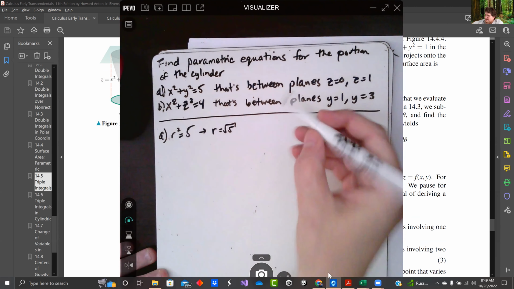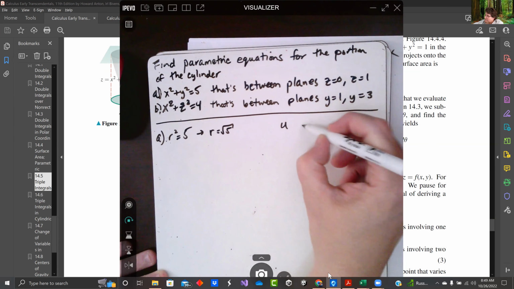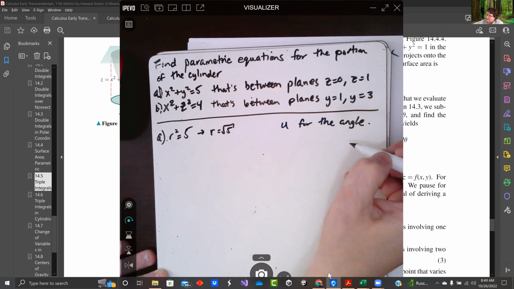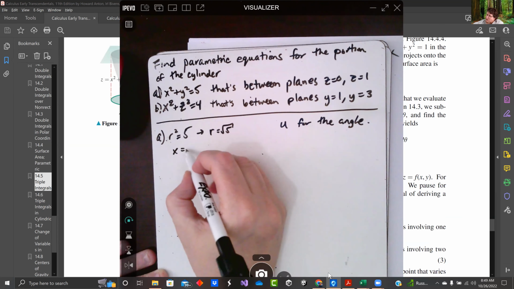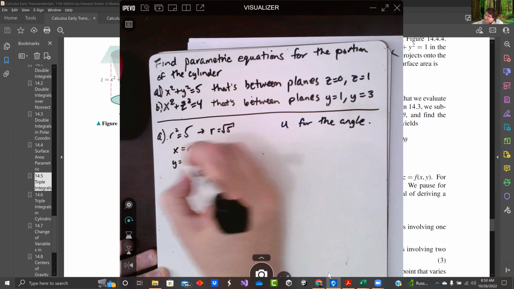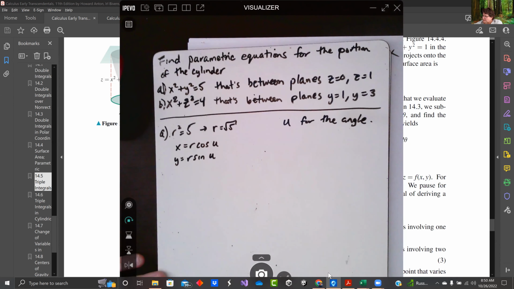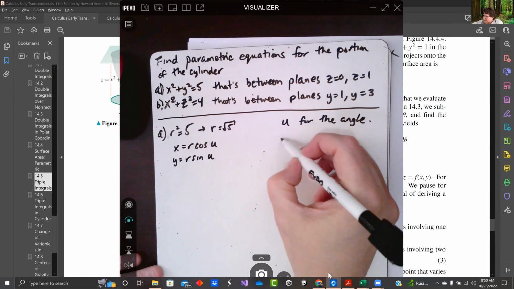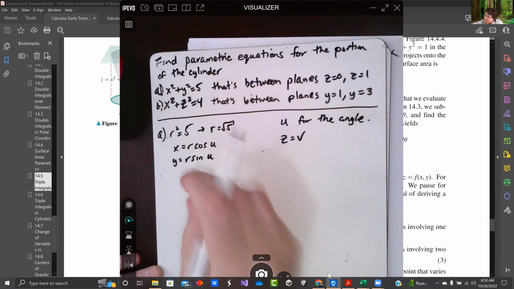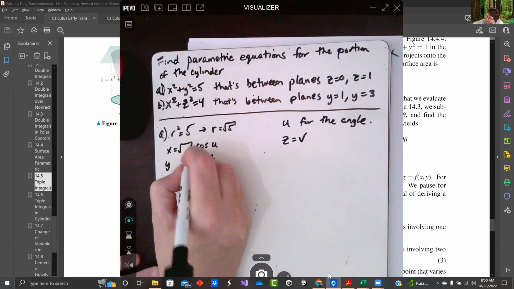So let's, rather than using theta, because theta makes me want to use R, use U for the angle. So X equals R cosine U, and Y equals R sine U. And if we want to have a V, maybe we can just make Z equal V. That gives us a vertical component. But I don't need R anymore because we know what R is. It's fixed. It's square root of 5.